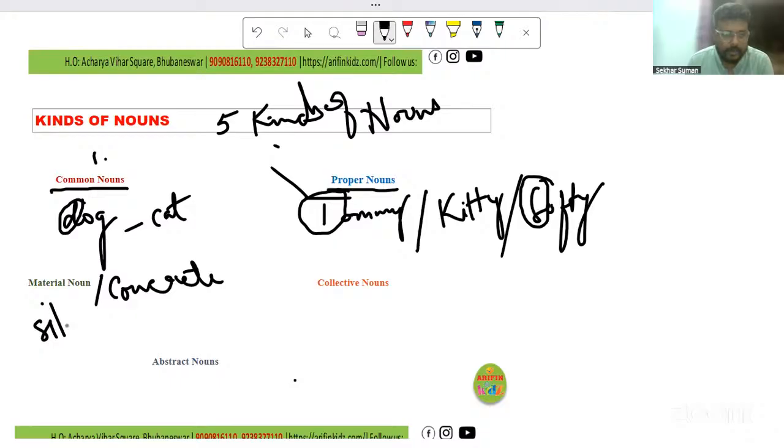Like, for example, if I talk about any item, like if it is made up of silver, or iron, or bronze, all these items will come under material noun. Okay, copper, gold, no matter what. Aluminium, fine. Any other material anybody can suggest? Steel, Sandeepan says. Bronze, fine.